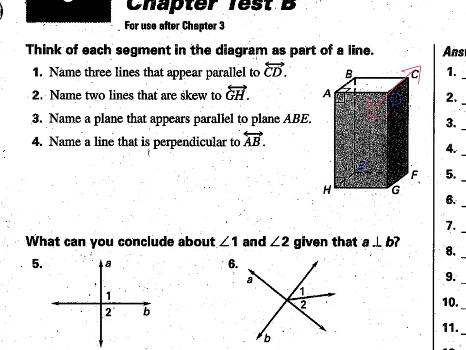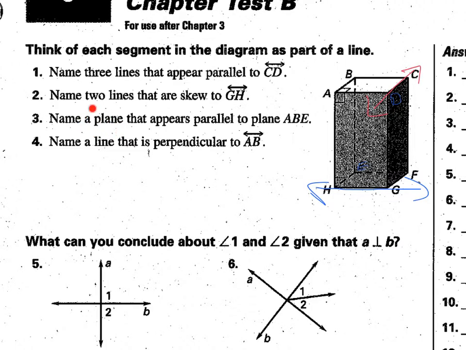Number 2, it says name 2 lines that are skew with GH. So, if we go back here, let's highlight GH. There's GH. Give me 2 lines that are skew. Remember, skew, they're not on the same plane. They could be parallel or not parallel. They just can't be on the same plane. They can't touch.